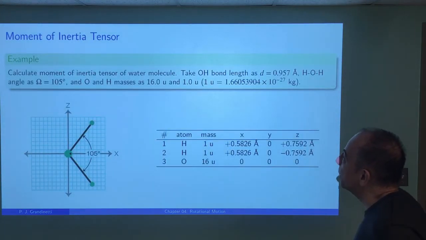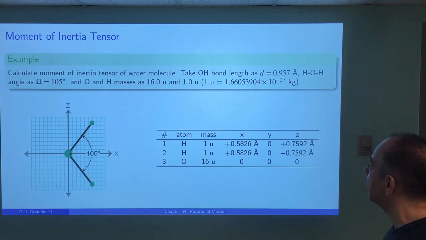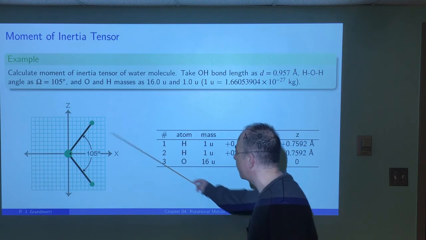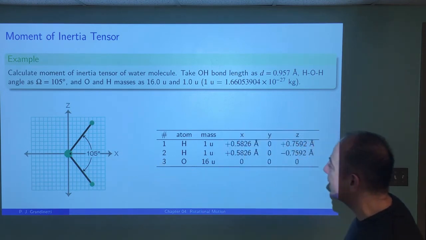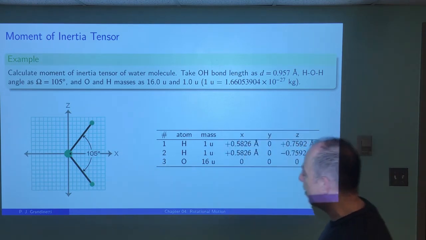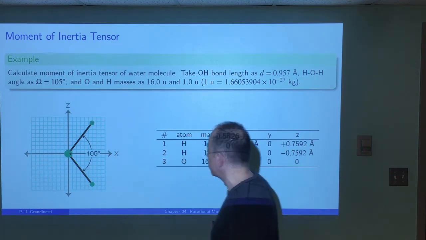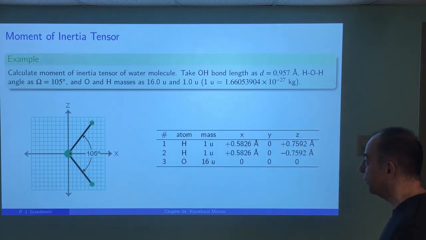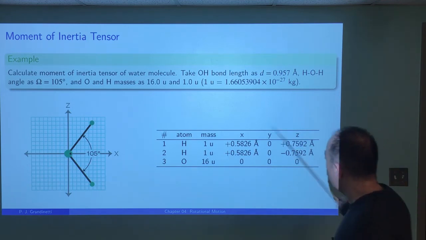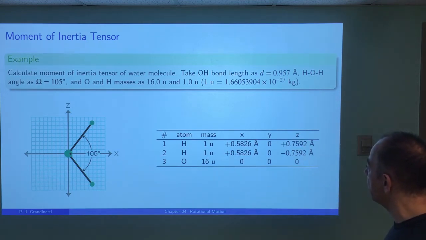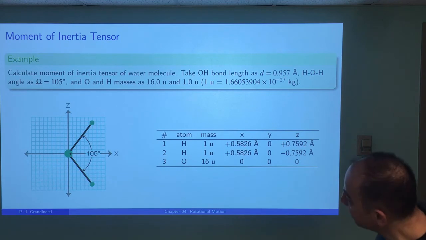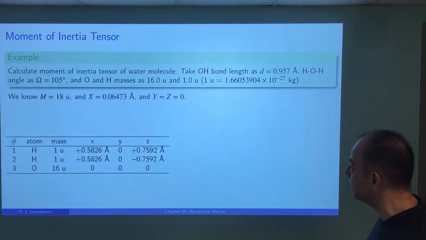Now, what we're going to do is look at calculating a moment of inertia tensor. We're going to go back to the example we had in Chapter 1 where we calculated the center of mass. Now let's calculate the full moment of inertia tensor for a water molecule in this coordinate system as we laid it out in Chapter 1. We already worked out what the Cartesian coordinates for all the atoms were, so let's continue with our calculation.